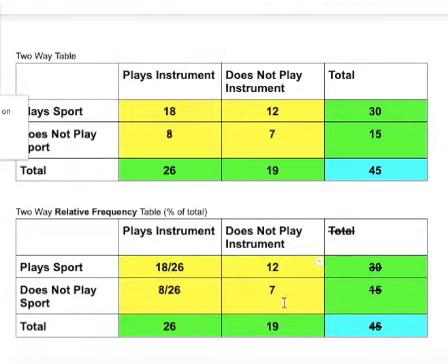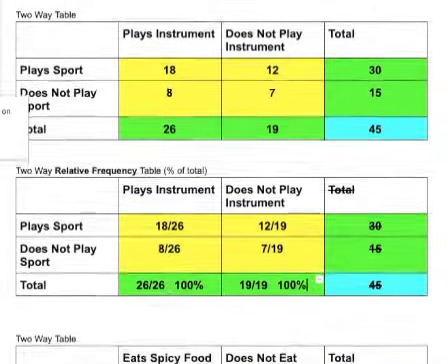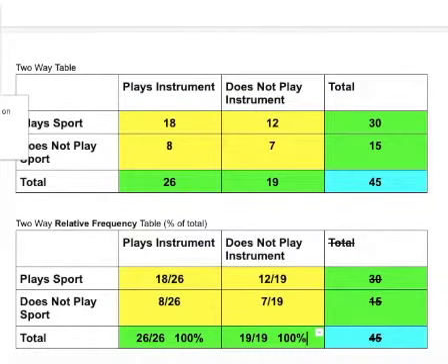Then we're at a 19 over here. So 12 out of 19 and 7 out of 19. So we're going to go back to our calculator and figure out all those fractions. And remember, 26 out of 26 is 100%, and 19 out of 19 is also 100% there. So we're going to look at all these percentages to figure out if there's a relationship. Like, are people who play a sport more likely to play an instrument, or less likely to play an instrument, stuff like that.